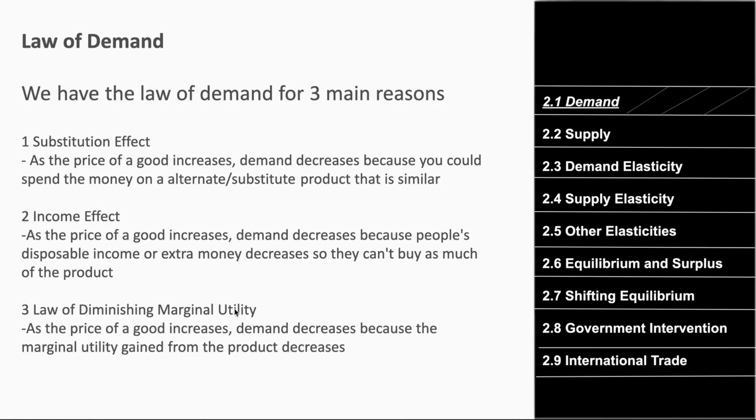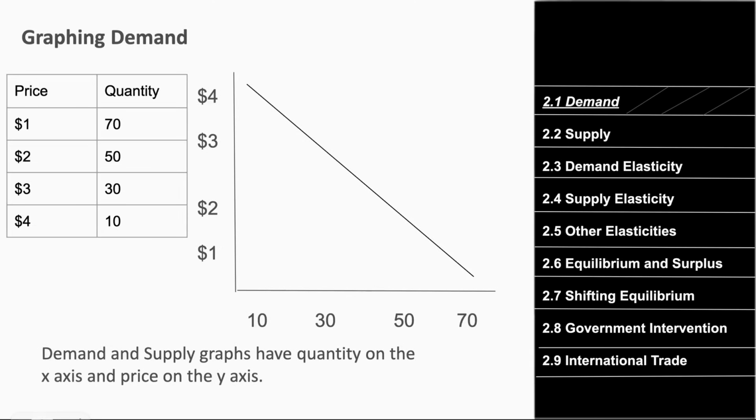The third and final reason is because of the law of diminishing marginal utility, which we learned in the earlier unit. Basically, as the price of a good increases, the marginal utility per dollar, which is something we learned earlier with utility maximization, decreases. So you're just gaining less bang for your buck when prices increase. So the law of diminishing marginal utility states you get less utility, so we have less demand.